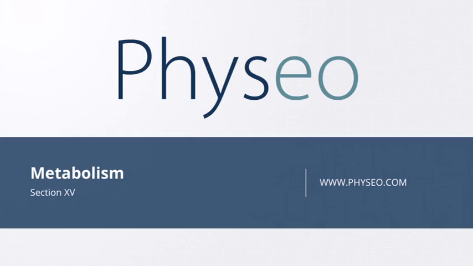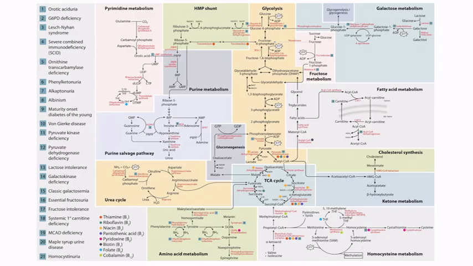Welcome to section 15 of metabolism. In this section, we'll be discussing homocysteine metabolism. Let's get started. This is the metabolic map provided in section 1 of metabolism. In this video, we're focusing on homocysteine metabolism.